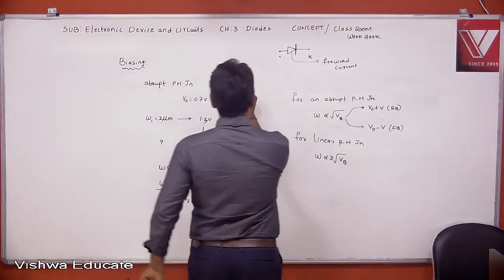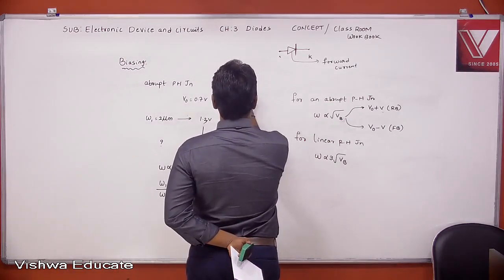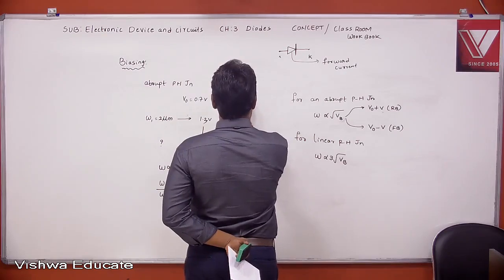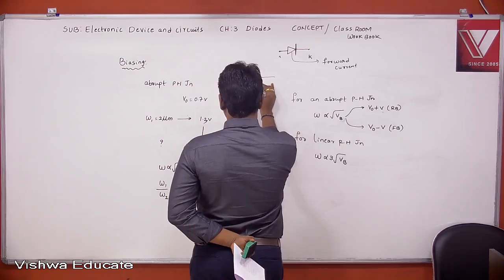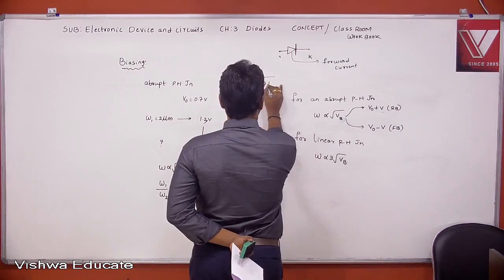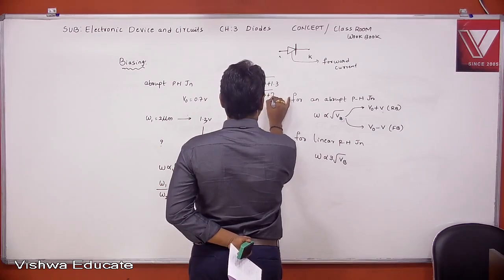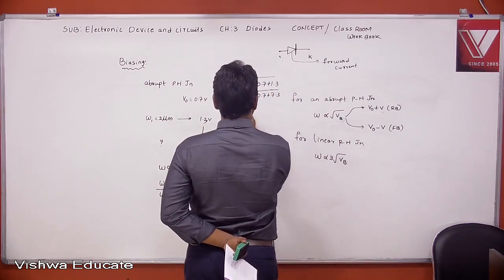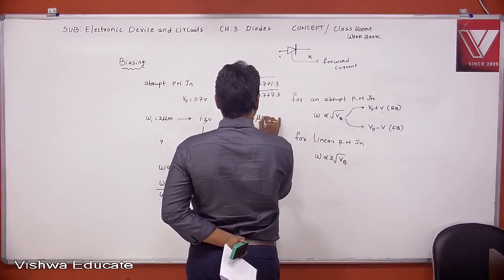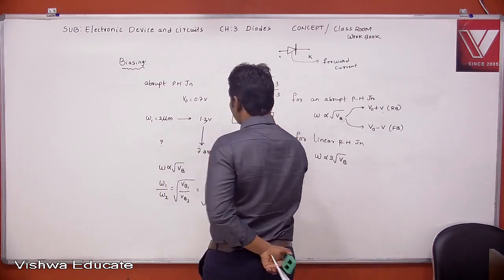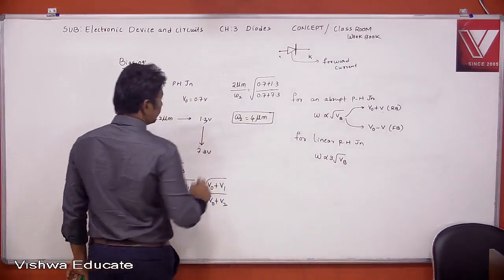Now what is W1? W1 is 2 micrometer, by W2 equal to, this is 0.7 plus 1.3, this is 0.7 plus 7.3, then W2 is 4 micrometer. This is the depletion width value when the reverse voltage is increased to 7.3 volts. Copy.